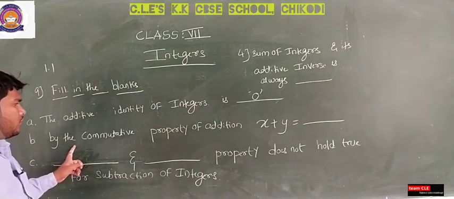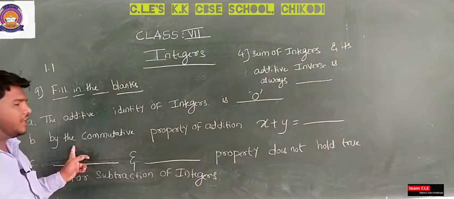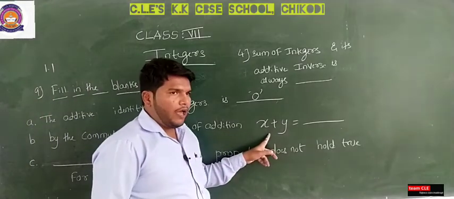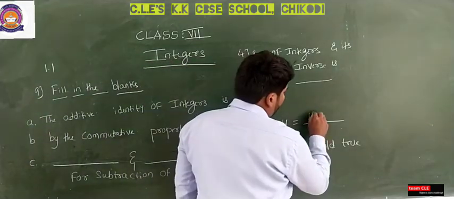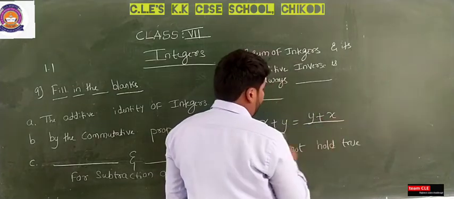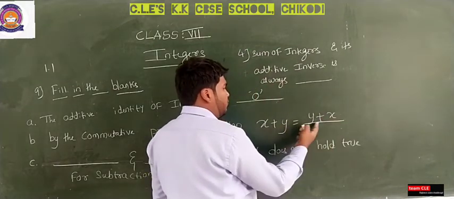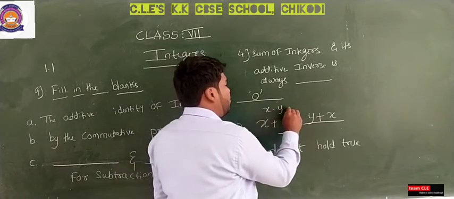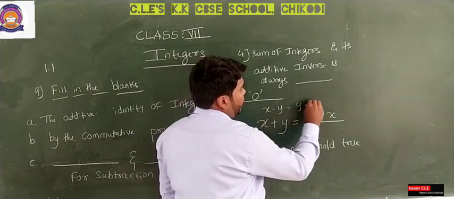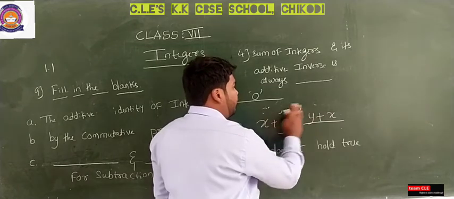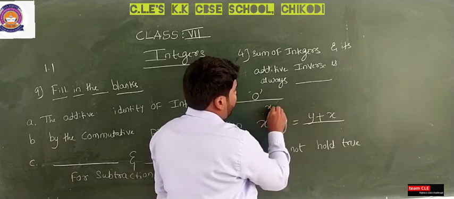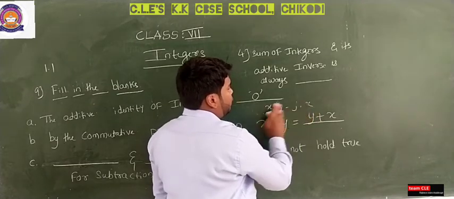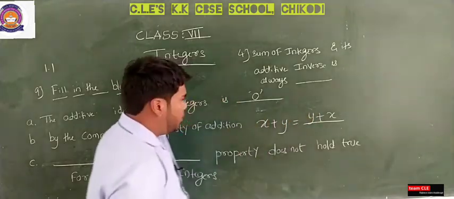So here all of you know the commutative property learned in the form of addition. By the commutative property of addition, x plus y is equal to y plus x. Just you have to reverse. If it is x minus y, then it is y minus x for subtraction. If it is multiplication, x into y, then it is y into x. So this is the commutative property.